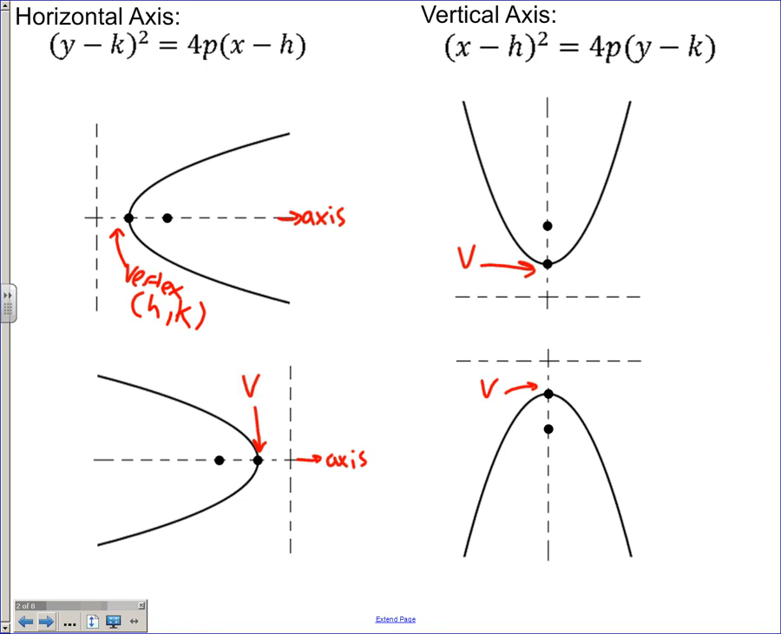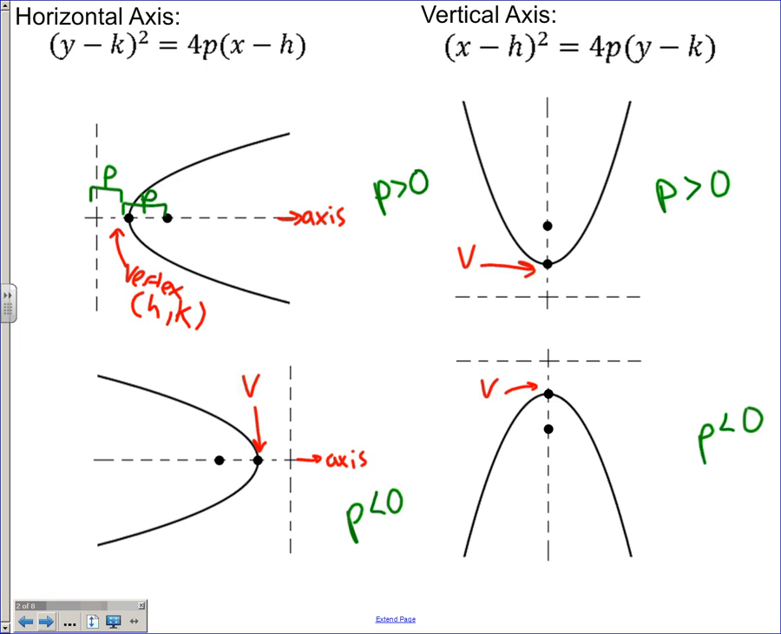Now we have a term that we use called p, and that's the distance from either the vertex to the focus or from the vertex to the directrix. So those distances are p. p can be either positive or negative. So for these top two, where we're opening to the right or opening up, those are both values of p greater than 0. And for the bottom two parabolas, those are p less than 0, opening to the left or opening downward.